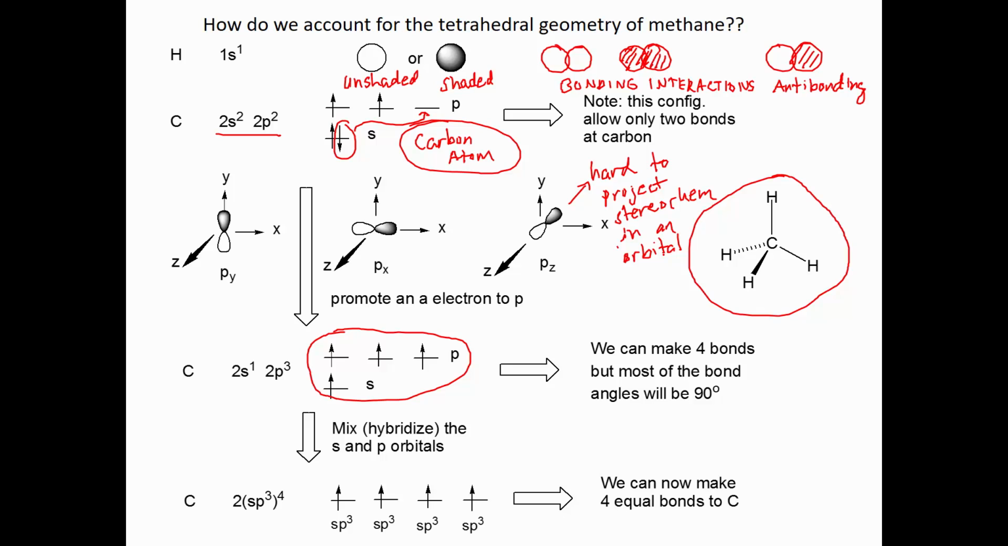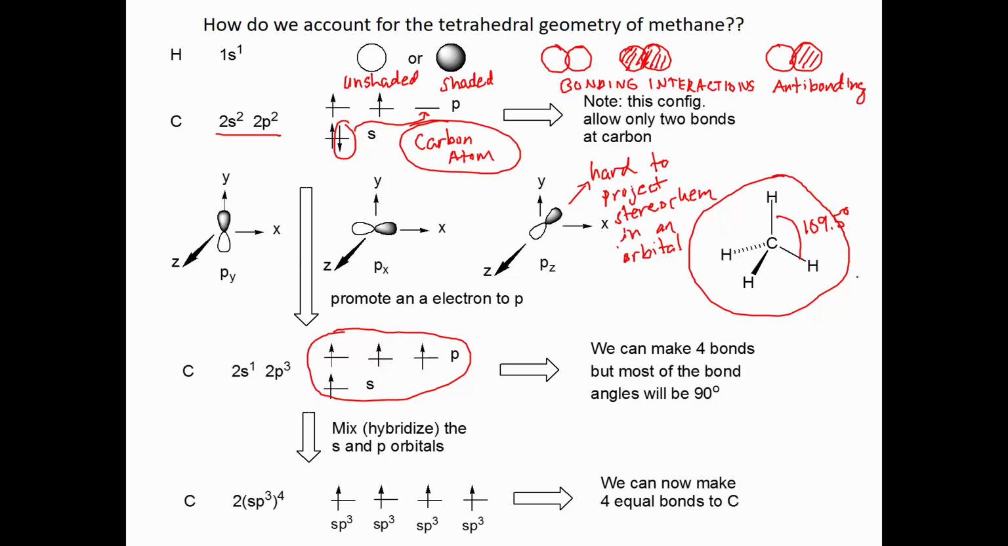All right, so we can make 4 bonds from this configuration down here that's circled, but look at how the p orbitals orient. They orient on the Cartesian axis. They're at 90 degrees to each other. That's a real problem for the tetrahedron because our bond angles here are not 90 degrees. They're 109.5 degrees. So what do we do here to solve this problem?